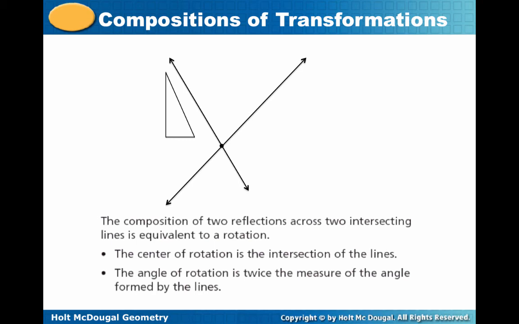Here are two lines that are not parallel and a triangle. If we reflect the triangle across the first line and then reflect it across the second line, we end up with the red image here. That red image is equivalent to a rotation of the pre-image to the final image.